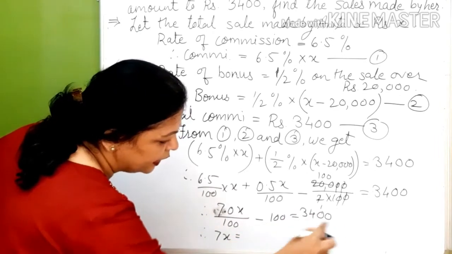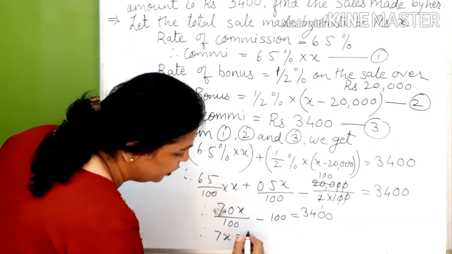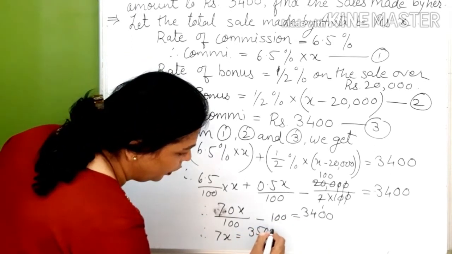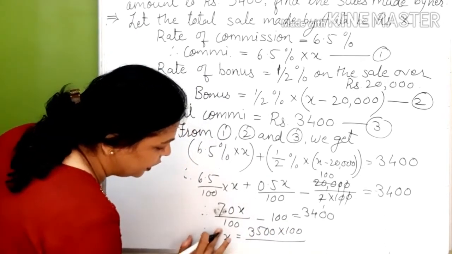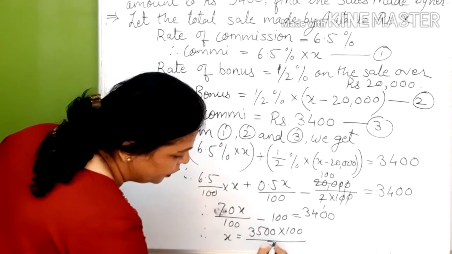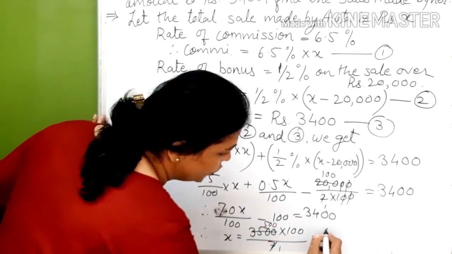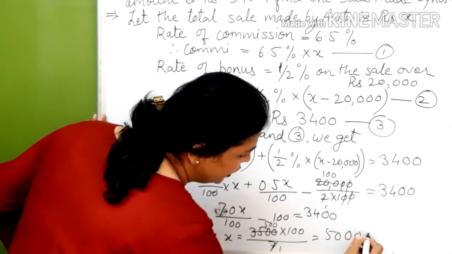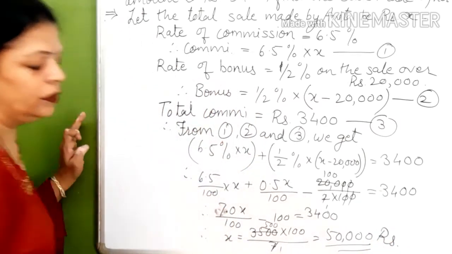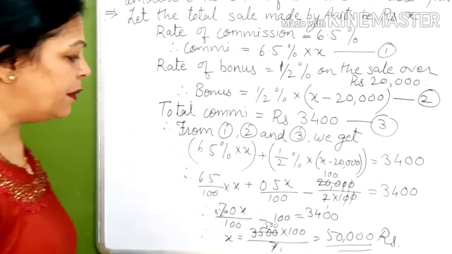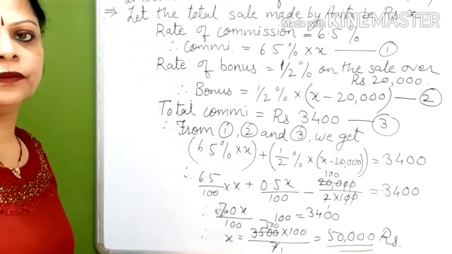This will go that side. It will be 3,400 plus 100, that is 3,500, into 100 upon 7. Let us take this 7 on the other side, it will go for division. So 7 ones are 7, 7 fives are, this is 500. So you will get 5 and 4 zeros, that is 50,000. So the total sale made by Anita will be rupees 50,000.